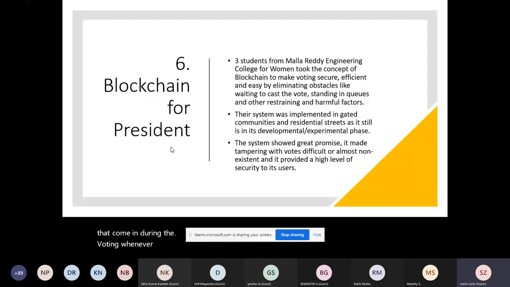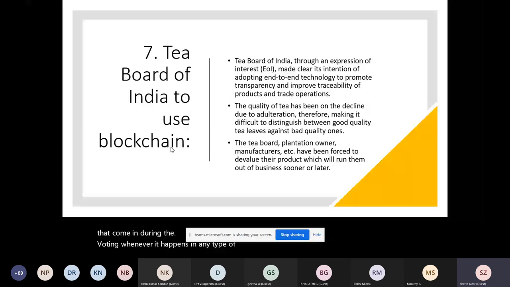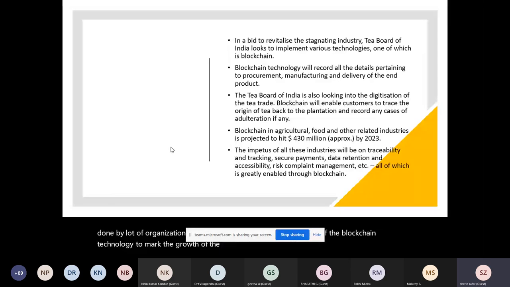Similarly, the Tea Board of India is using blockchain technologies for supply chain management. And as I told you, getting the best quality product, and that best quality product being transferred to the user in the best possible manner, is again done by a lot of organizations. So the Tea Board of India is also utilizing blockchain technology to mark the growth of quality product. And it's important to understand that blockchain in agriculture, food, and other projects is expected to reach 430 million by 2023.